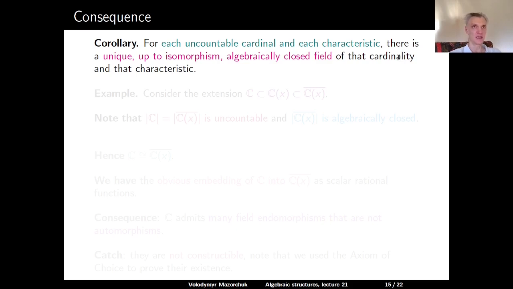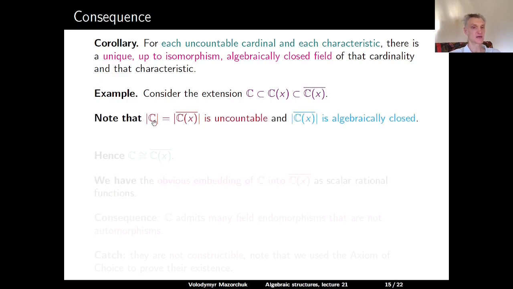This corollary leads to the following interesting example. Consider the field C of complex numbers, and let us extend it to the field of rational functions in one variable x. And let's then consider the algebraic closure of this field of rational functions. Of course, the cardinality of C is the same as the cardinality of the field of rational functions, and then the same as the cardinality of the algebraic closure. So it's just an uncountable field of cardinality the same as the cardinality of C.